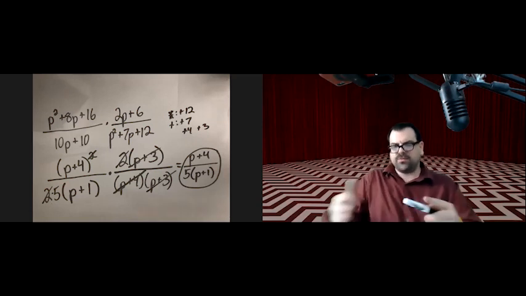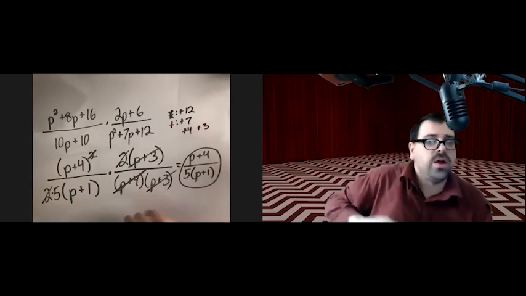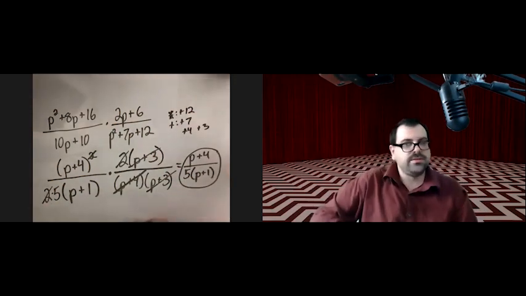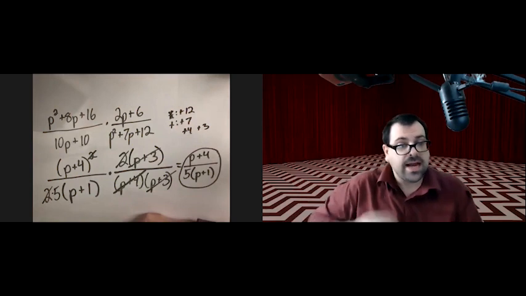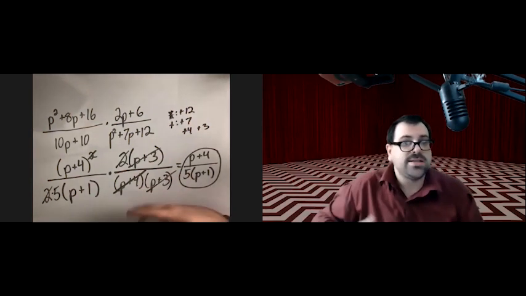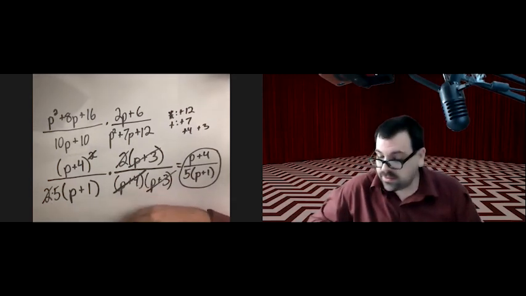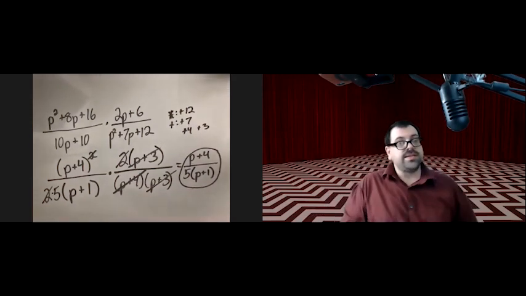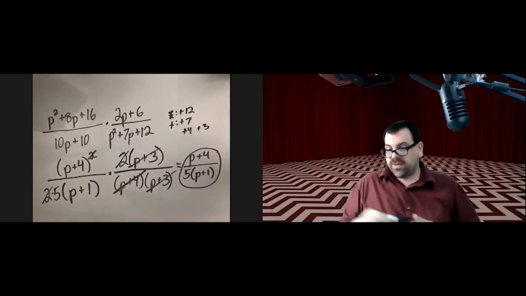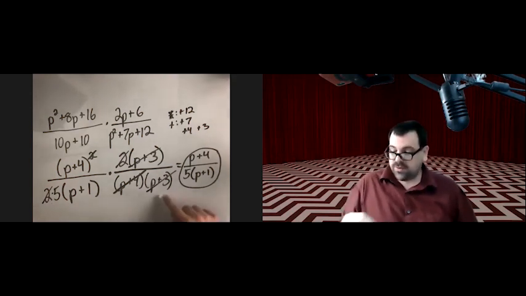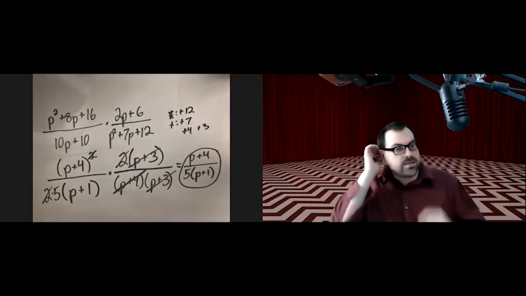Why would we keep these things in mind? Well, let's say this was part of an equation. Later on in a future lecture, we might have this equals something. And after simplifying, we go on to solve for p. Well, we would need to check our answer against the restricted values. Without all this work here to look back on, we wouldn't be able to see that negative 4 is a restricted value, that negative 3 is a restricted value.